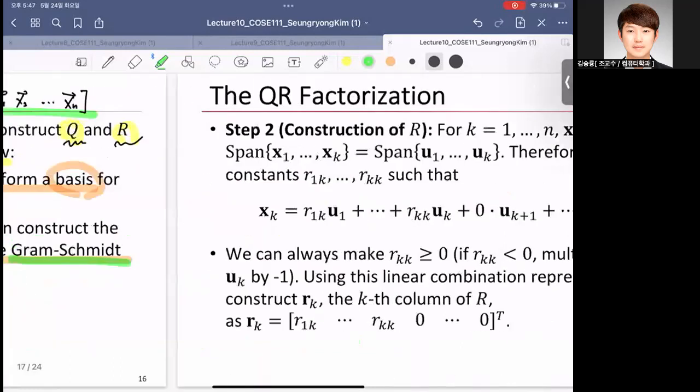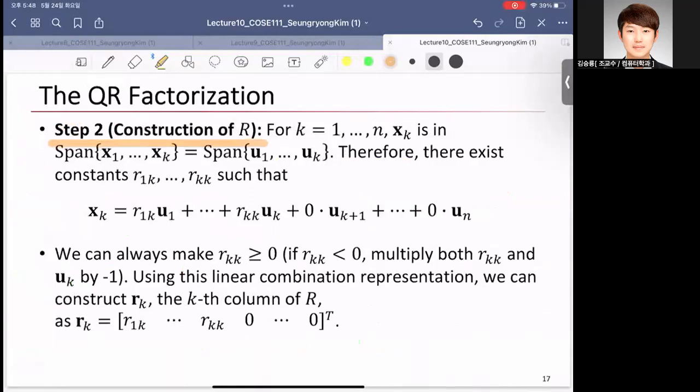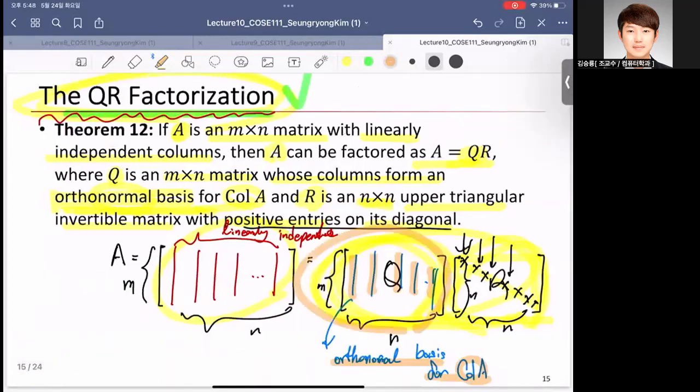In step 2, we have to construct R. Construction of R. We already discussed how to construct the Q. Then we have to construct R. This is step 2.